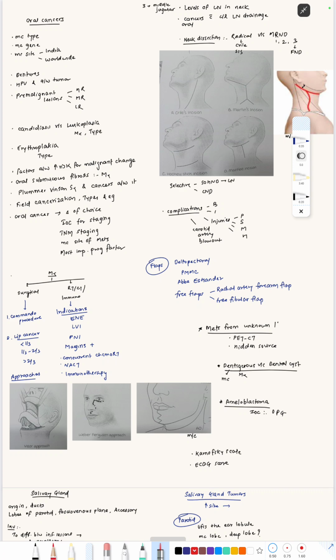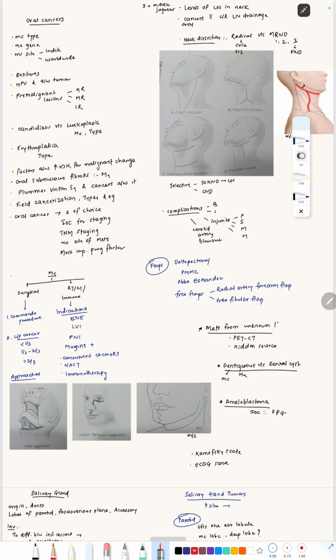In T3, the size of the tumor is more than 4 cm and the depth of invasion is more than 10 mm. In T4, it is going to spread, right? So in T4A, it spreads to resectable structures, for example, the mandible, and in T4B, it spreads to unresectable structures like the base of skull.